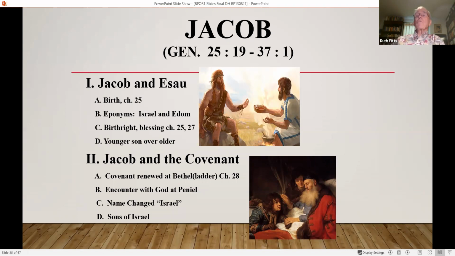But they're the eponyms for Israel and for Edom. The birthright and blessing, you know those stories where there's a lot of taking of sides by parents and deceit and so on that goes on, ending up with the younger over the older. Jacob renews the covenant of Abraham at Bethel. And there he has this image, this vision, this dream of angels ascending and descending on the ladder.